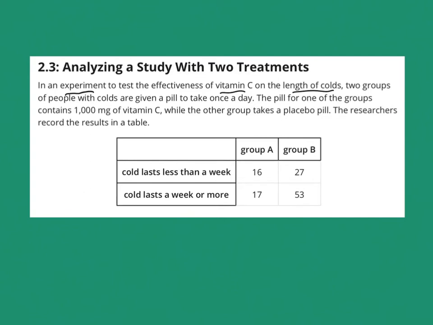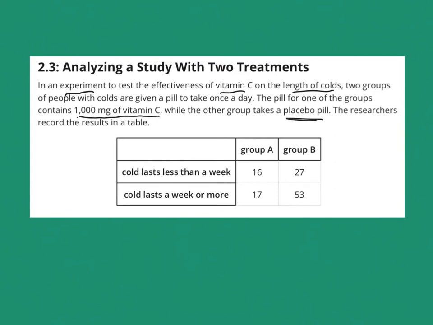Two groups of people with colds are given a pill to take once a day. The pill for one of the groups contains 1,000 milligrams of vitamin C, while the other contains a placebo pill, also known as a sugar pill. It's generally just a pill of sugar, right? The people don't know if they're taking the vitamin C or the placebo, and the researchers record the results in a table.